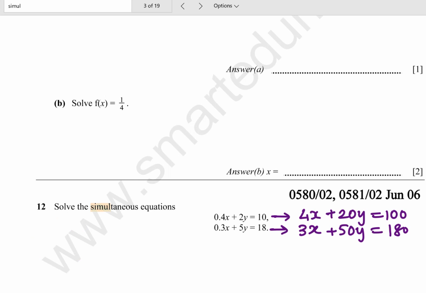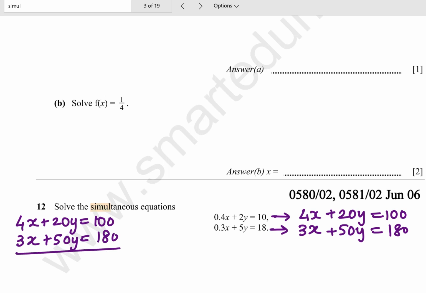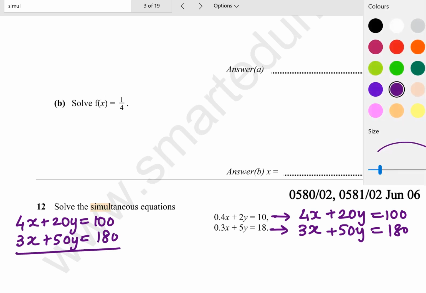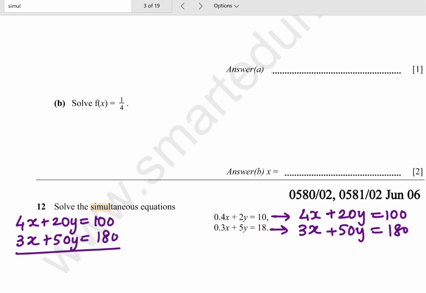So over here I'll write the equation, that is 4x plus 20y equals 100 and 3x plus 50y equals 180. I'm going to solve them. Now if you observe here, there's nothing common, right? So I need to do something to both my equations. So in that case, I'm going to multiply this by 3 and this by 4.